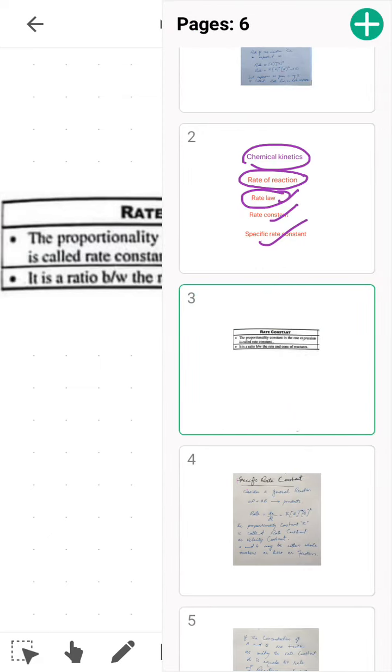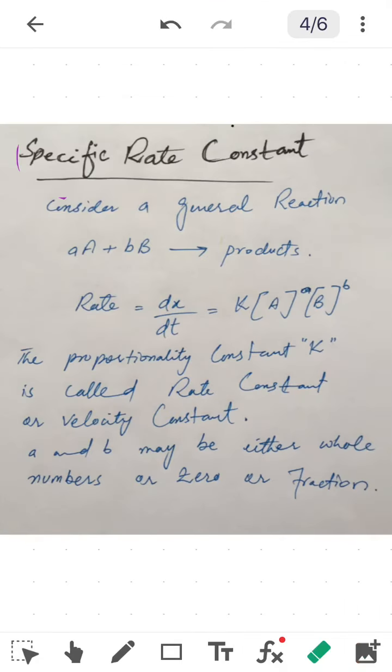Now moving toward the specific rate constant. What is the specific rate constant? If we look at this example, reactant A reacts with reactant B to form product. The rate for this reaction is dx divided by dt is equal to K times the concentration of A to the power a, concentration of B to the power b. This proportionality constant K is called the rate constant or velocity constant. We call it the rate constant and also the velocity constant.